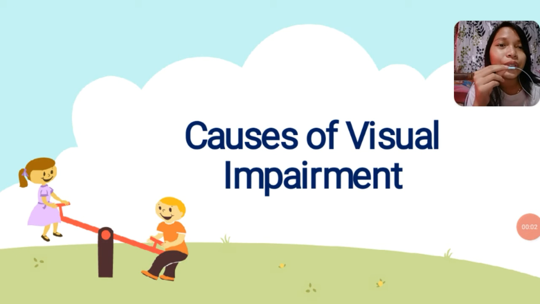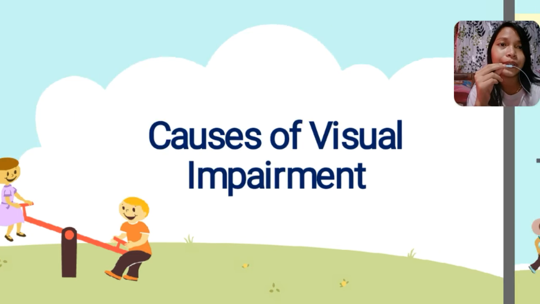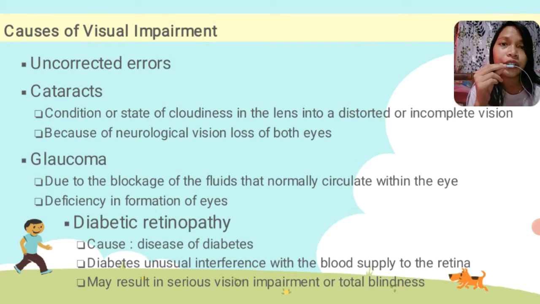Good day, everyone. Now I am going to discuss the causes of visual impairment. First, we have uncorrected refractive errors. Uncorrected refractive error is the most common cause of visual impairment and the second leading cause of blindness in the world. This happens when the eyeball grows or reduces in length, or when the cornea changes shape, or simply because of the person's age.